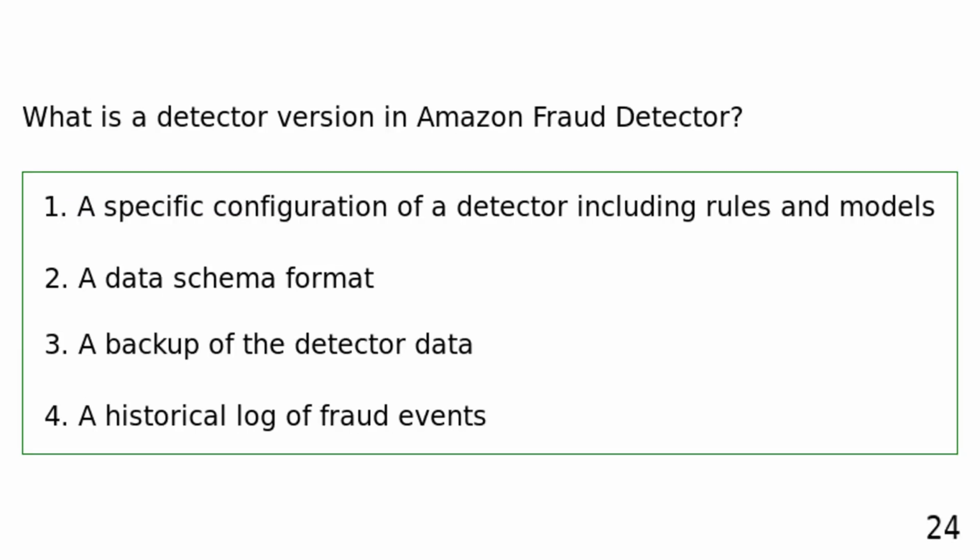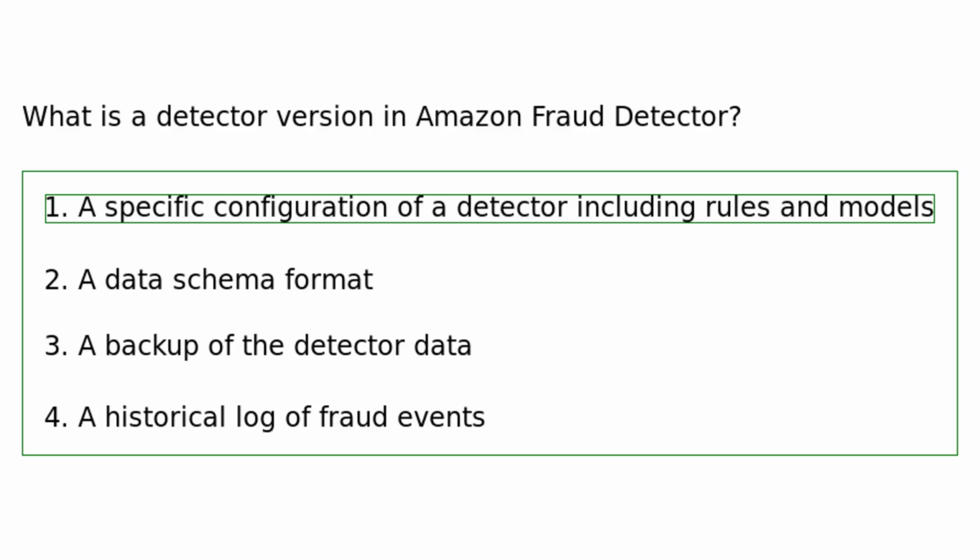What is a detector version in Amazon Fraud Detector? A specific configuration of a detector including rules and models. A data schema format. A backup of the detector data. A historical log of fraud events. A detector version is a specific configuration of a detector, including the rules and models used to evaluate events.